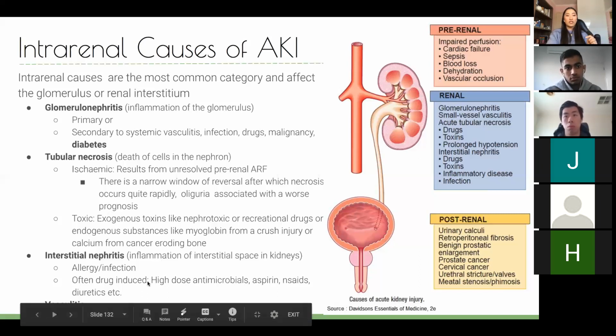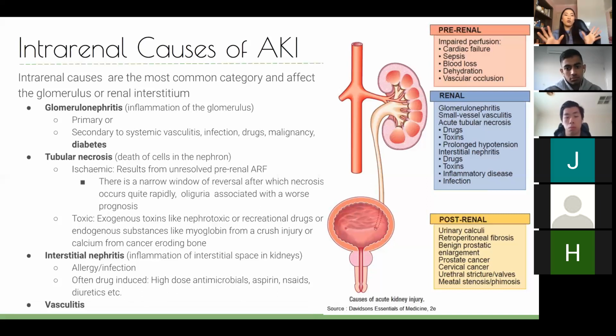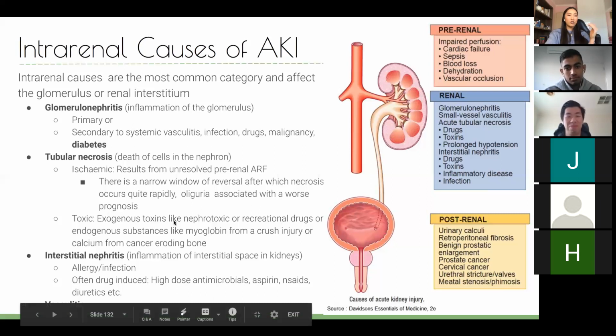And then the last one is vasculitis, which again, don't worry too much about. It's a whole big autoimmune topic of its own that you'll learn about next year. Just know that those are the 4 categories of things that can go wrong.